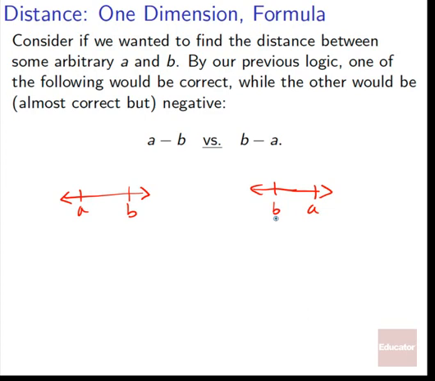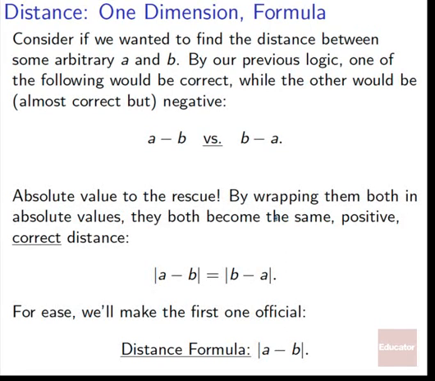So what we want is some way of being able to say, well, let's just get rid of negative signs. Let's force everything to be positive. Then it doesn't matter what order we put it in, because it's just a negative version or a positive version. It doesn't matter because we'll flip everything to positive. We'll always get the distance. So we toss some absolute values on there. Absolute value to the rescue. We wrap them in absolute values, and they both will become the same positive, correct distance.